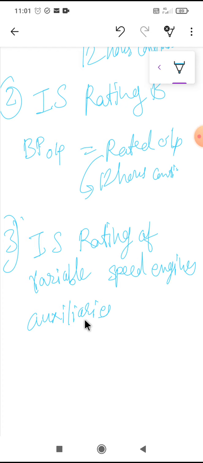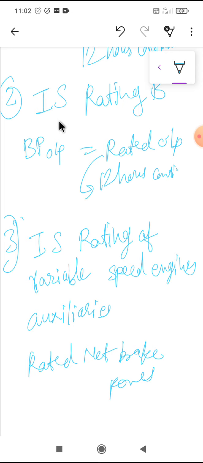So the power is also defined as rated net brake power. So it is the power output with the different auxiliaries. So this is a different rating from the above A and B rating. It's for variable speed engines. So these are the various ratings for IC engine, that is internal combustion engine.